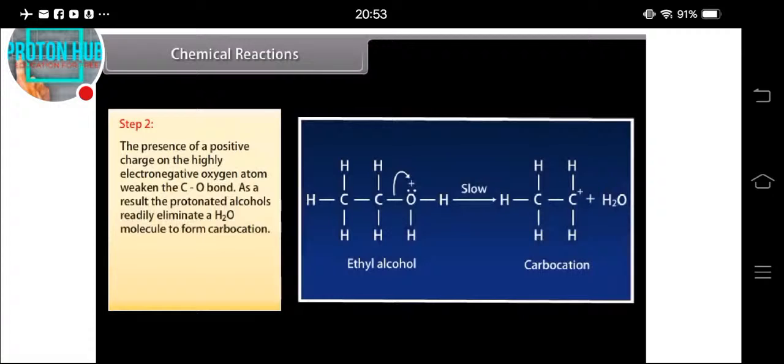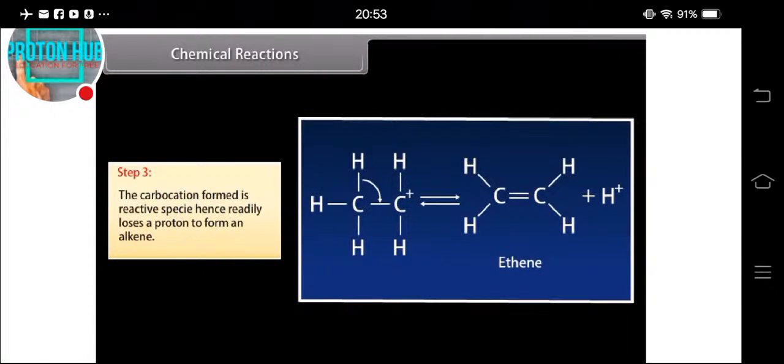Step 2. The presence of a positive charge on the highly electronegative oxygen atom weakens the C-O bond. As a result, the protonated alcohols readily eliminate a water molecule to form carbocation. This is a slow step and therefore the rate determining step of the reaction. Step 3. The carbocation formed is a reactive species, hence readily loses a proton to form an alkene.